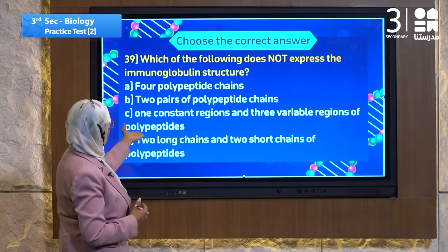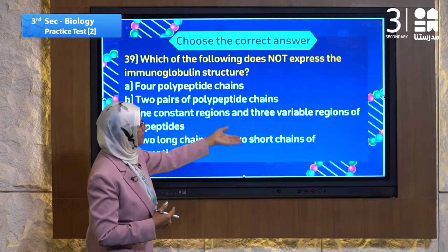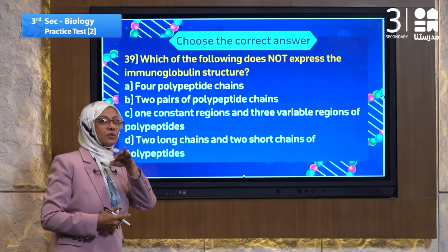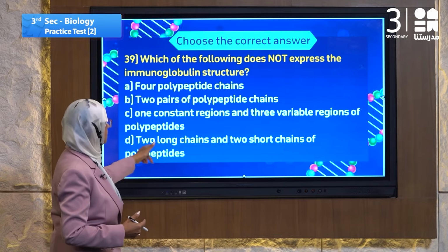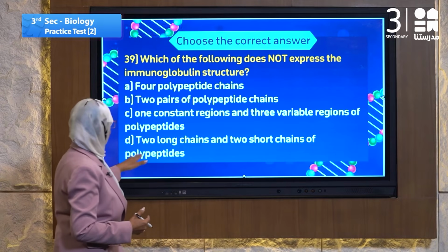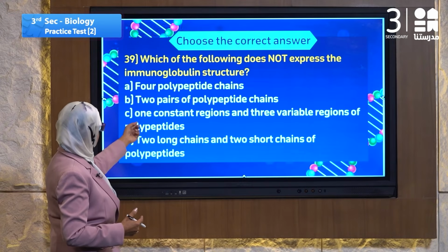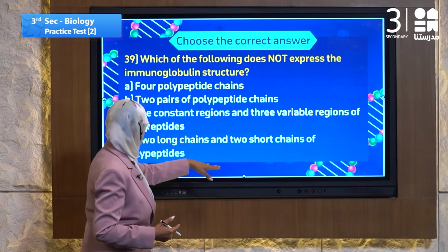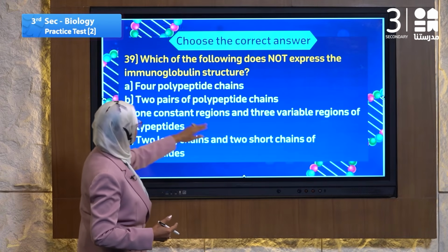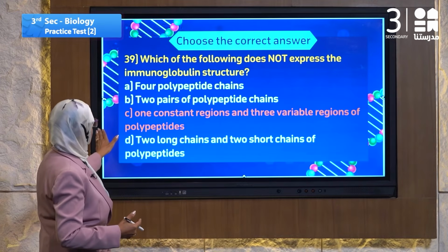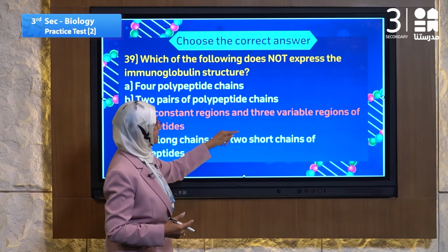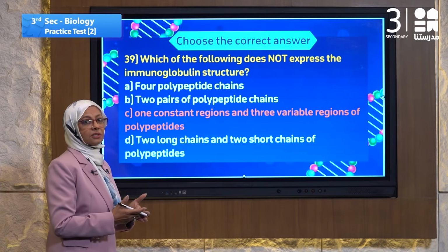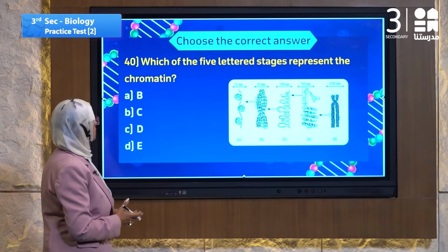Okay, 1 constant region and 3 variable regions of polypeptide. There are 4. We must find the one that is not. That's 1. 2 long chains and 2 short chains of polypeptide. 2 pairs, 2 polypeptides. The answer must be 1 constant region and 3 variable regions of polypeptide. That's the answer for 39. Let's go to 40.